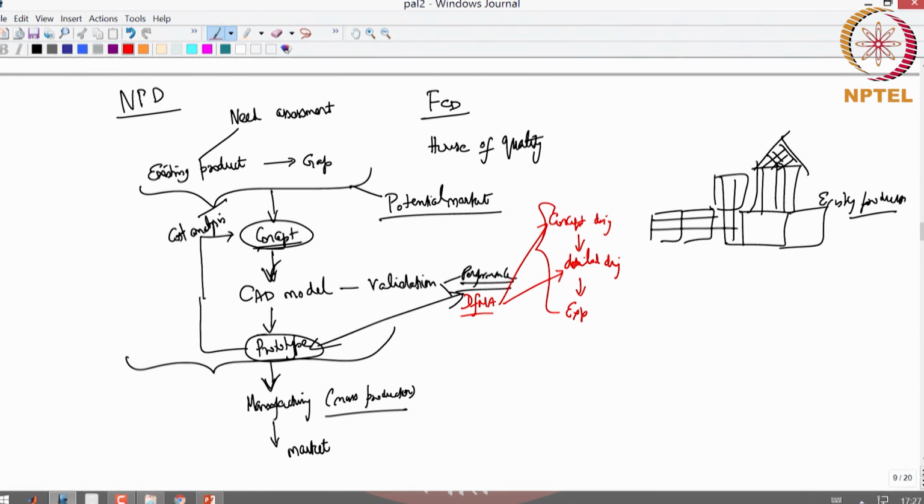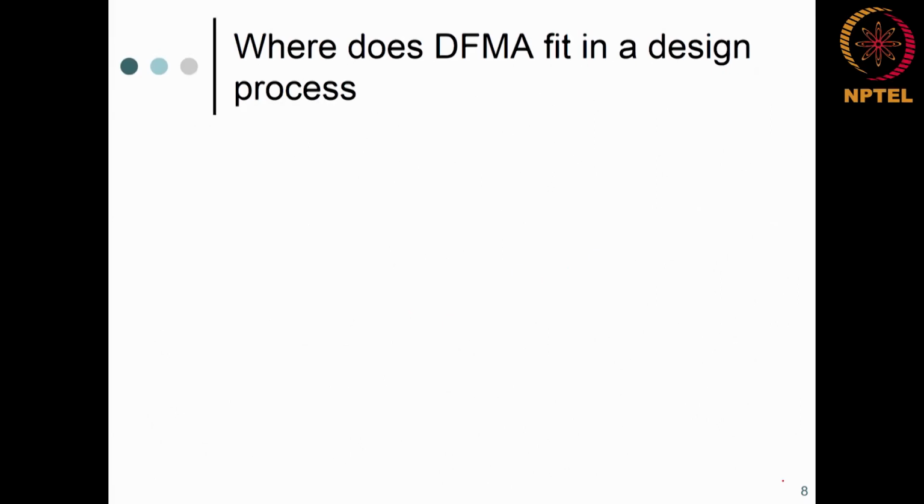Then obviously it is part of the prototype because you want to do that. Okay, the question is, this lets you do it before you go to the prototype, but obviously after prototype you check. That always happens. Good. So let's see what I actually have. Where does DFMA fit in a design process?